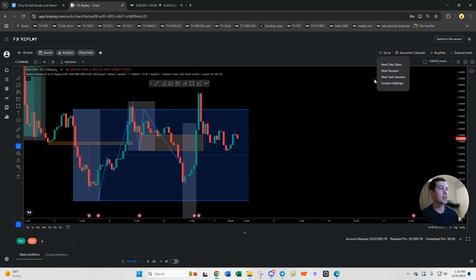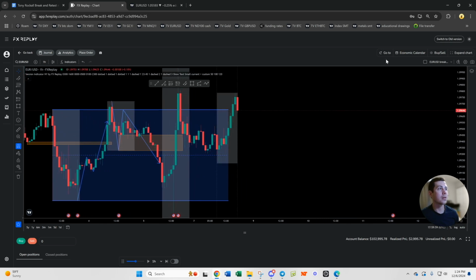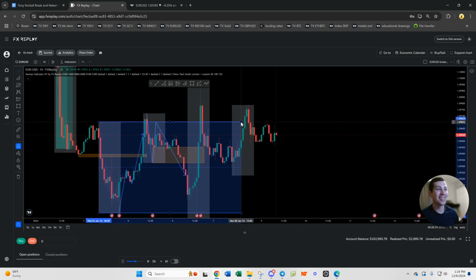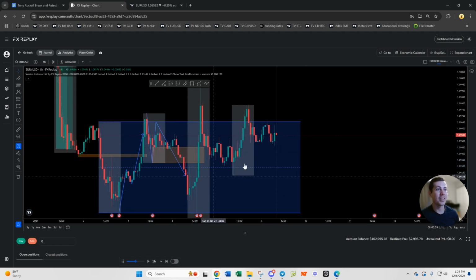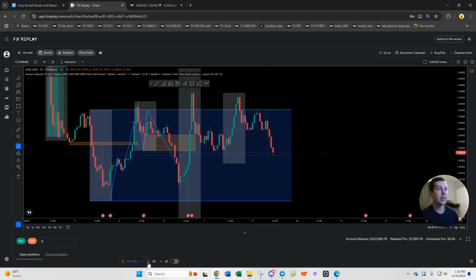So go to next session. Still chopping around in this range. I'll play it forward a little bit. Alright, so maybe the next day we will be able to start taking some trades. Nope, we're still chopping around in this range. I want to see a clear break to the upside, or a clear break to the downside, because right now we're just pretty much chopping around.